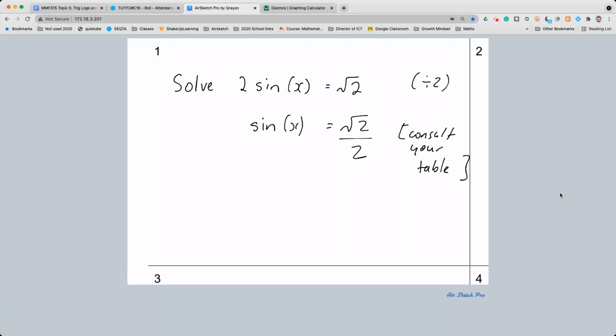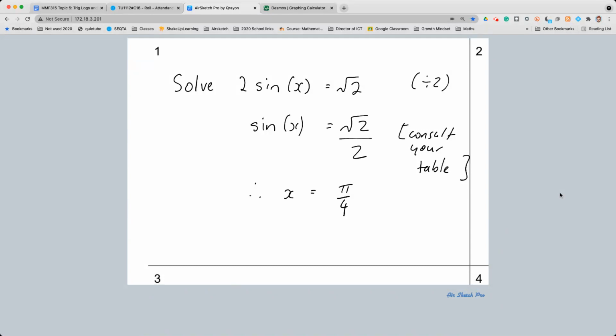Ollie, what did you get? Pi on 4. Exactly what I would expect. From your table of values, you can see x equals pi on 4. What's wrong with that? I'll give you a hint. Ollie's right. The answer is pi on 4.